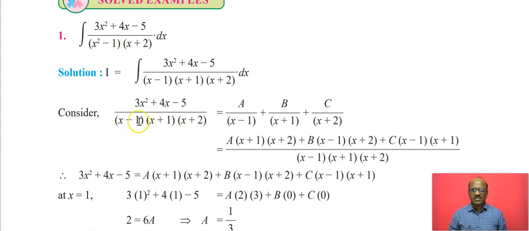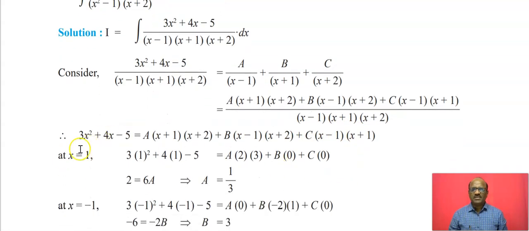Now in this case, the left hand side and the right hand side both have the same denominator. Therefore 3x² + 4x − 5 = A(x + 1)(x + 2) + B(x − 1)(x + 2) + C(x − 1)(x + 1), to find out the values of A, B, C.